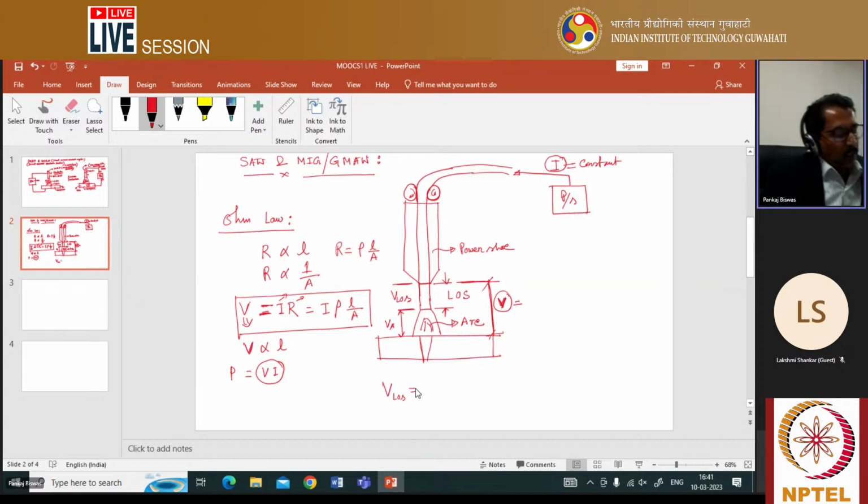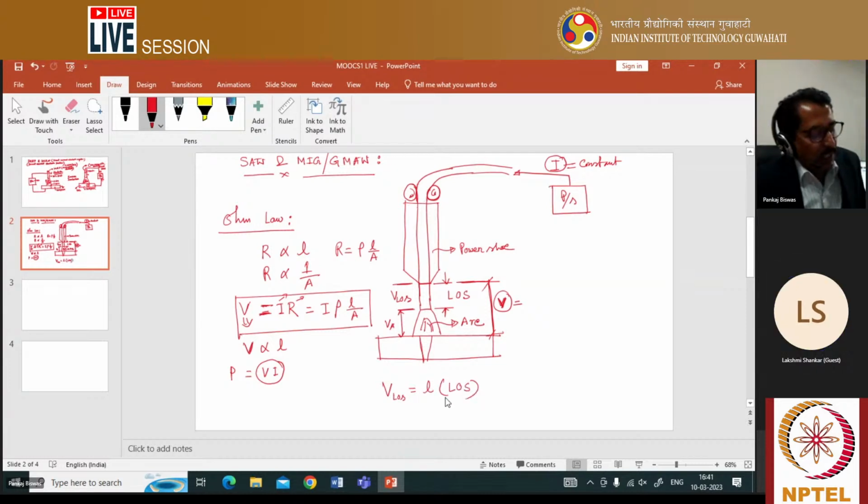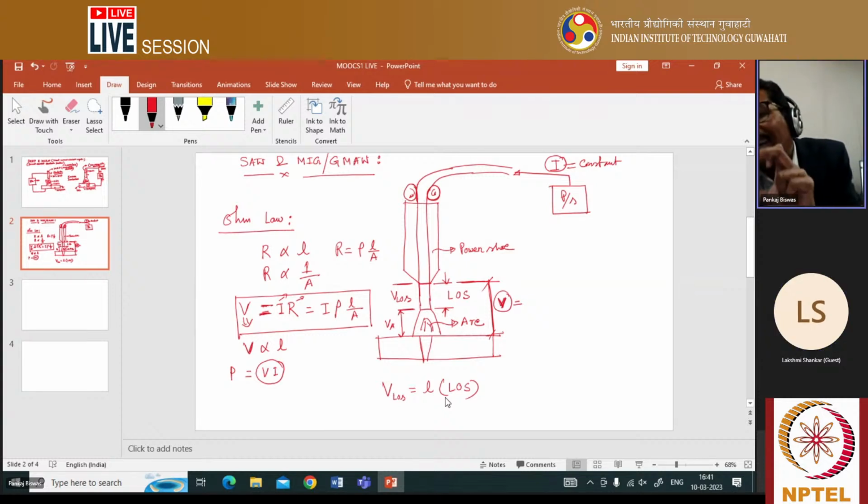Now, arc voltage depends on arc length. Whatever voltage is coming in the length of stick out region, that is the voltage in the length of stick out region. In that region, whatever voltage is there also creates some heat. What I am telling, understand? Try to understand, Lakshmi.